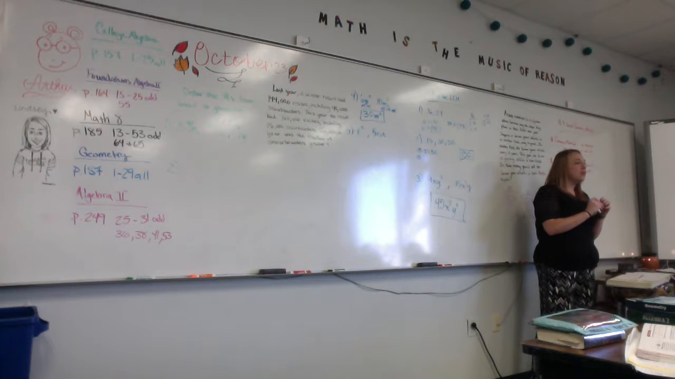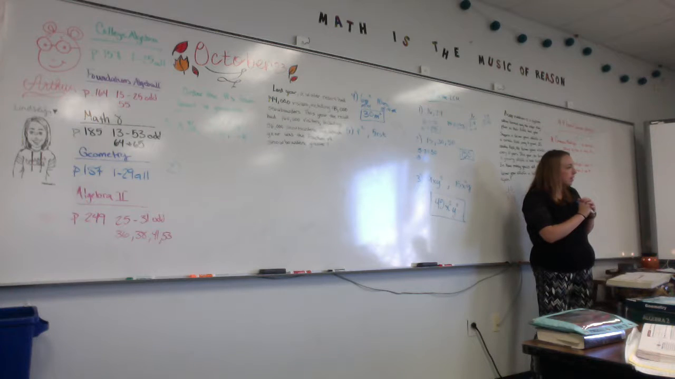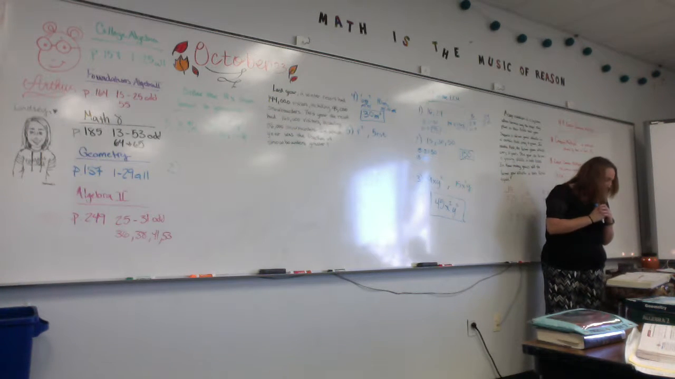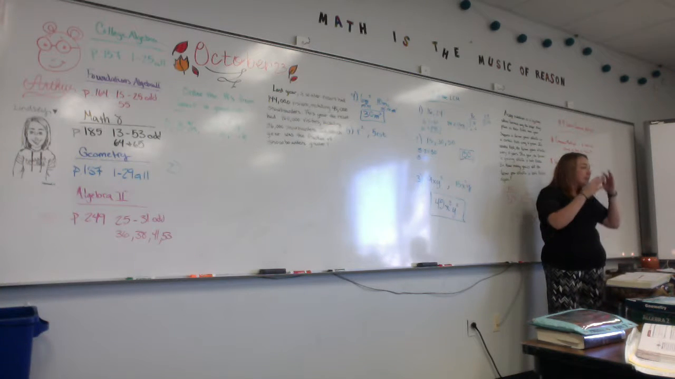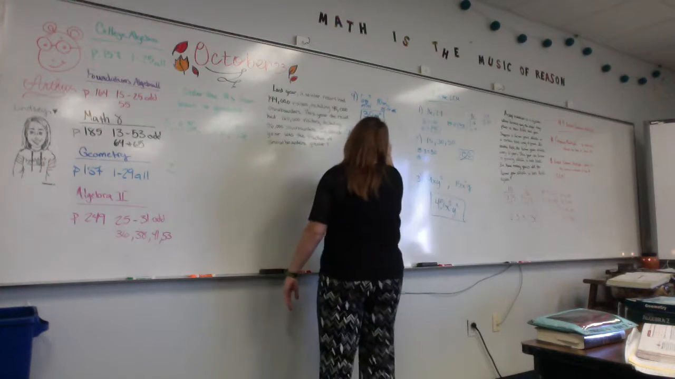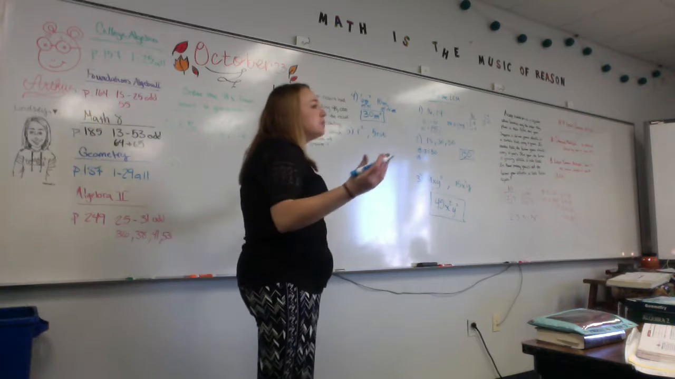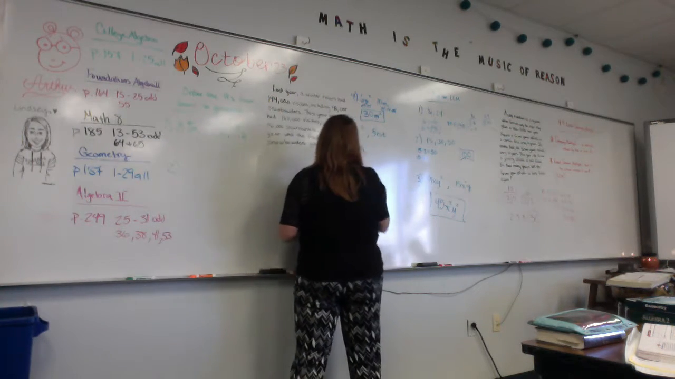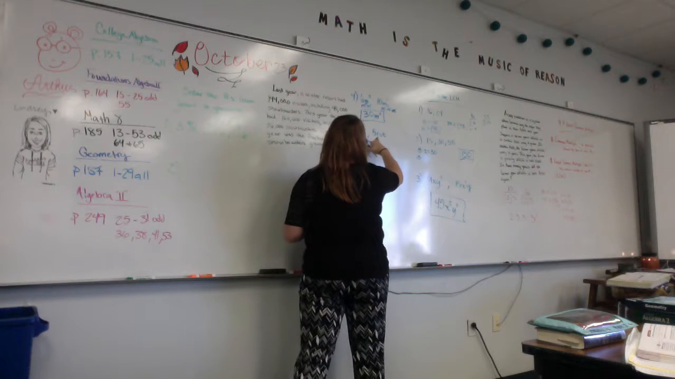Coefficient is the number in front of the variable. The variable is a letter. What is in front of r squared? 1. Okay. We're getting there. So listen. We're finding the least common multiple. Can I get 1 to 5? Yes. So what's my least common multiple? 5.